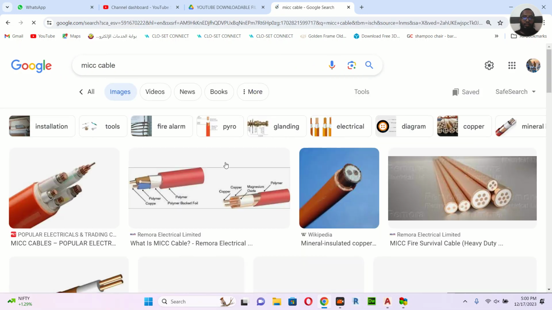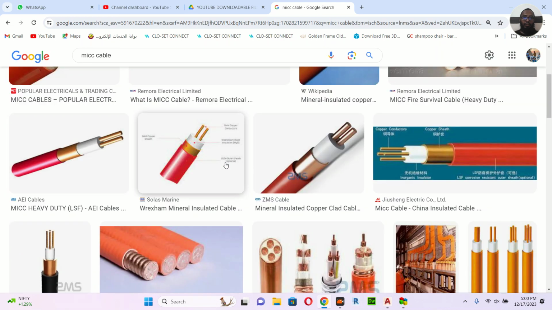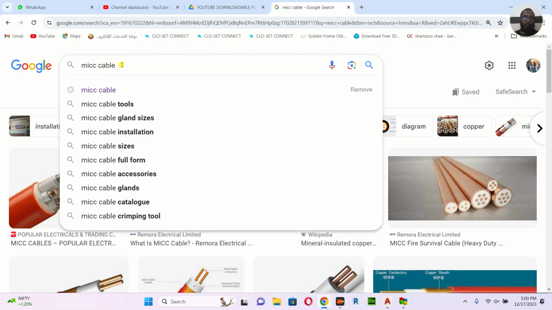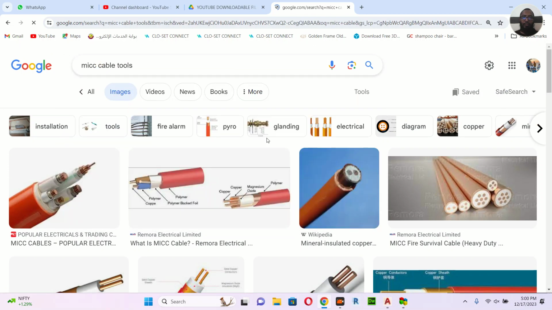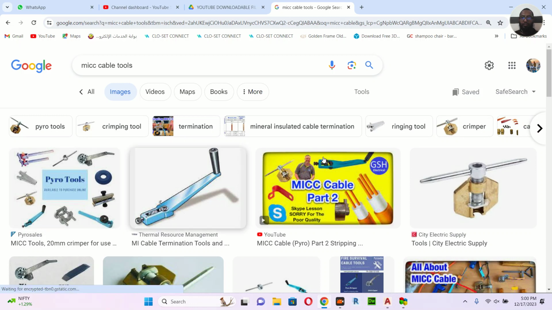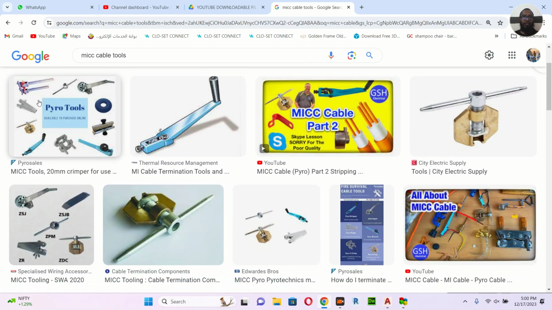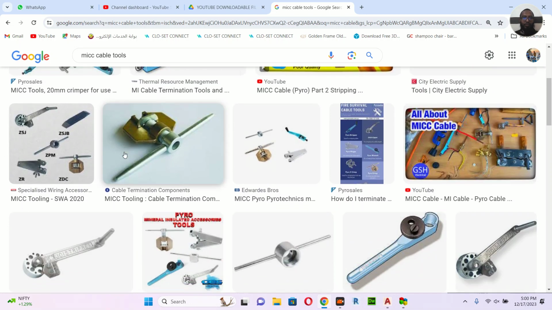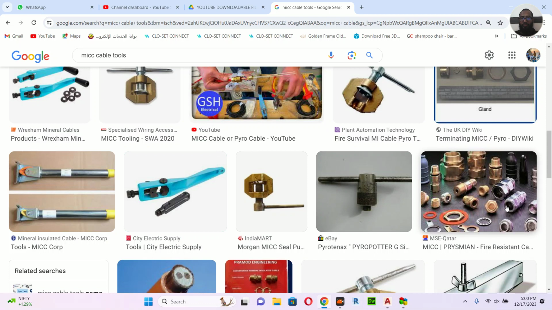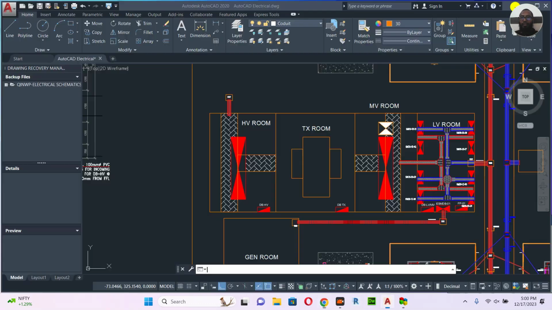So this one has special tools. You see, MICC cable tools and glands, everything is specialized. So you need these items to work with that. As a designer or draftsman, you don't have to worry about this. This is all supervisor, foreman or technician concepts. But this one has to be learned. They cannot make regular termination. This is a specialized tool. Okay, let's go to the video.